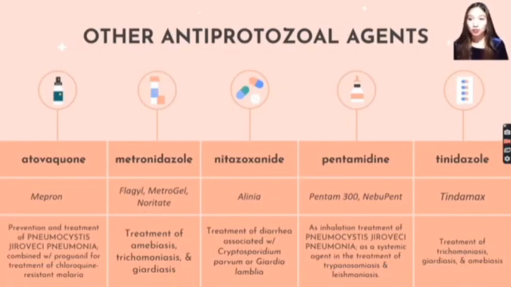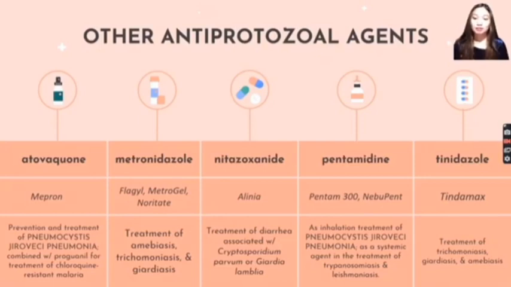The other antiprotozoal agents include atovaquone, with the brand name Mepron, and its usual indication is for prevention and treatment of Pneumocystis jirovecii pneumonia. It is usually combined with proguanil for treatment of chloroquine-resistant malaria. On the other hand, metronidazole has the brand names Flagyl, Metrogyl, and Noritate. It is used for treatment of amoebiasis, trichomoniasis, and giardiasis.